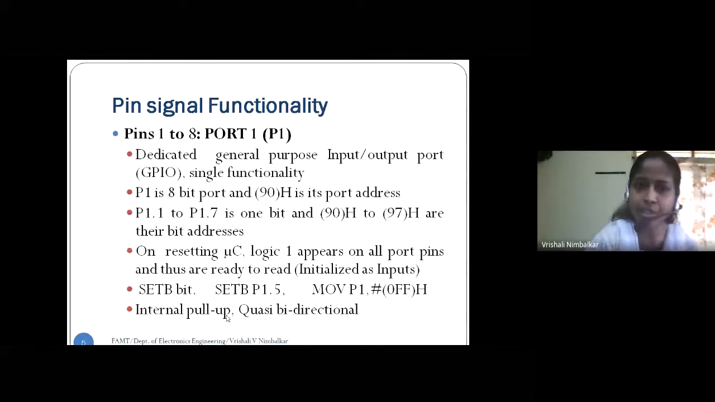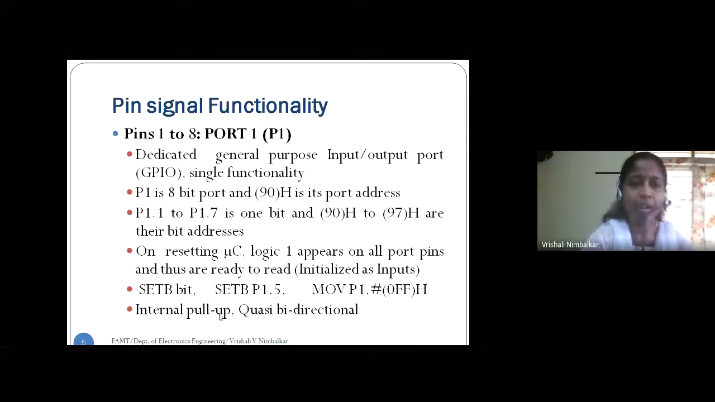Correct? And there is something written called internal pull-up associated with port 1. We will see what this is. There is some circuitry inside which is bringing the pins to some higher voltage. So that's the word pull-up. There is some circuitry inside port 1 which brings the pin to some higher voltage. That is the meaning of internal pull-up.